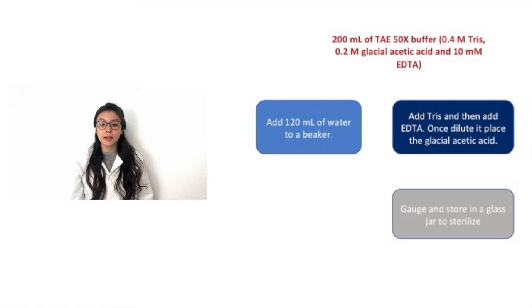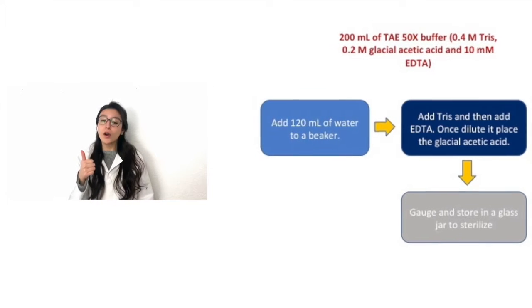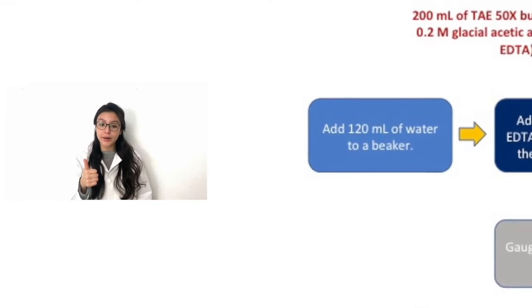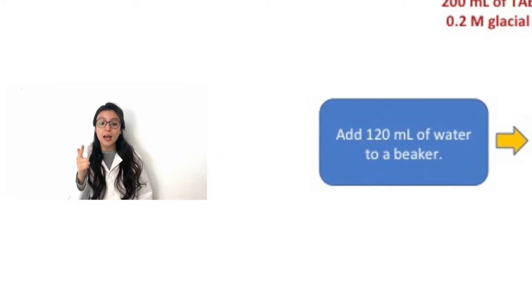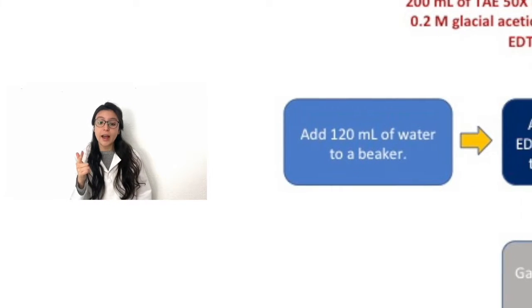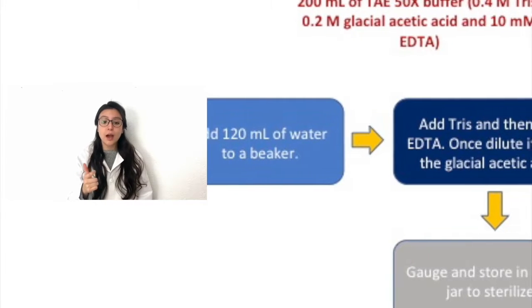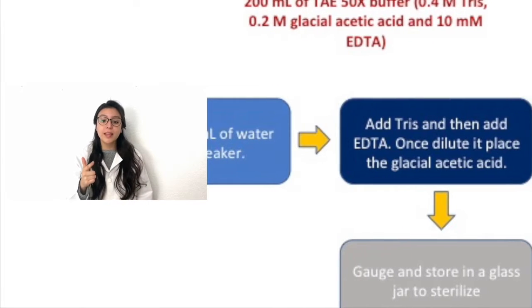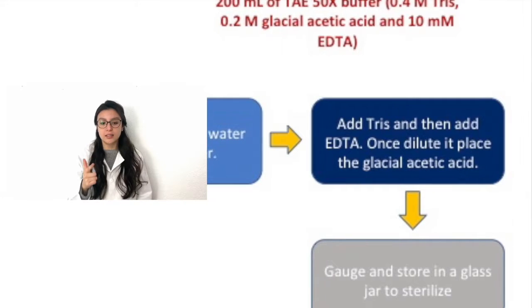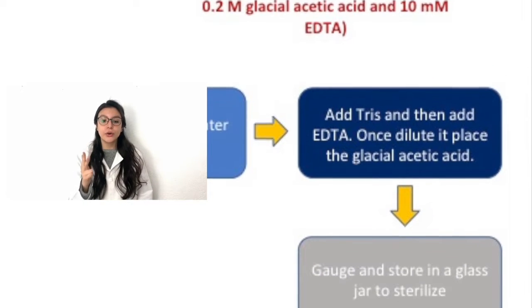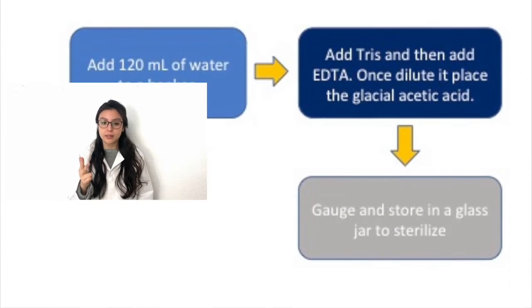TAE 50X buffer. Add 120 ml of water to a beaker. Put on a hot plate with a magnetic stirrer and add Tris. Then add EDTA and, once dissolved, add the glacial acetic acid. Gauge and store in a glass jar to sterilize.